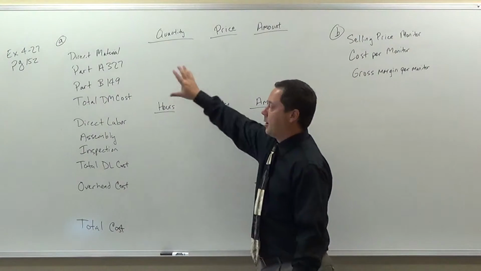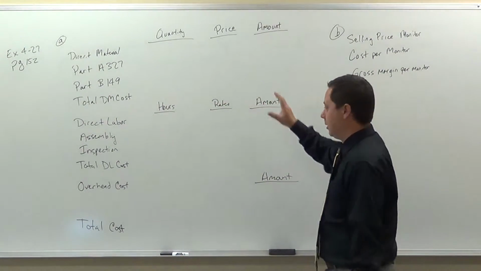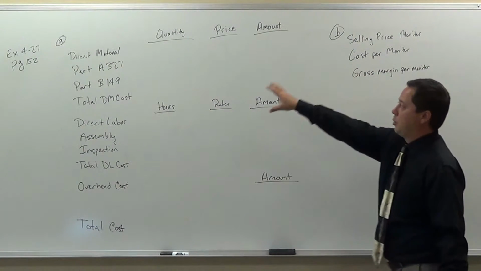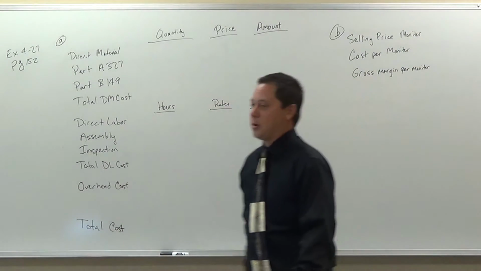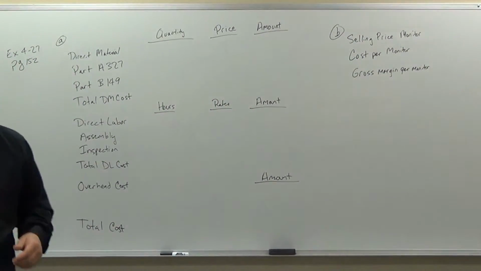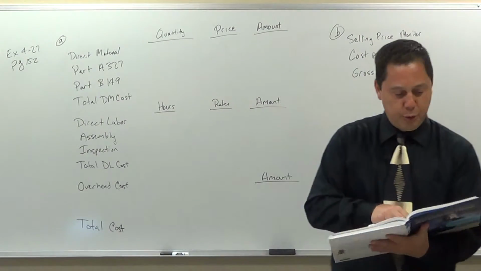I have done some preliminary work, like in Chapter 3, so that we would save a little time and not have a lot of me writing up here. And then you have two portions of this problem, A and B. First, we're going to figure out what the total cost is, and then we're going to figure out what the gross margin per monitor is. So let me read through the question here.